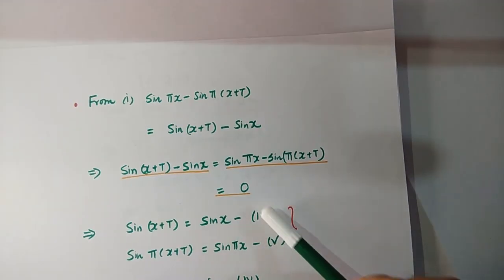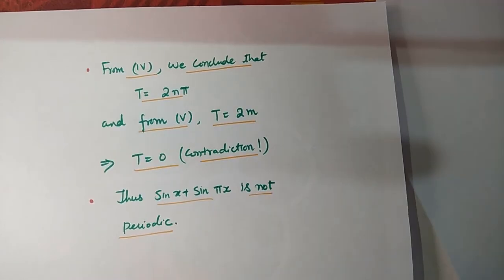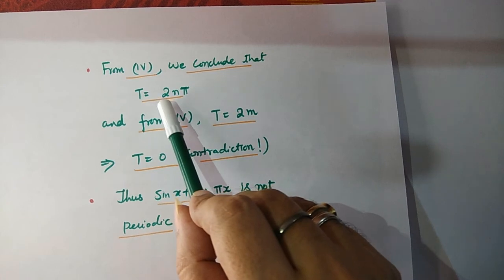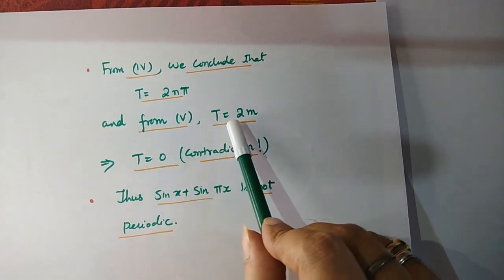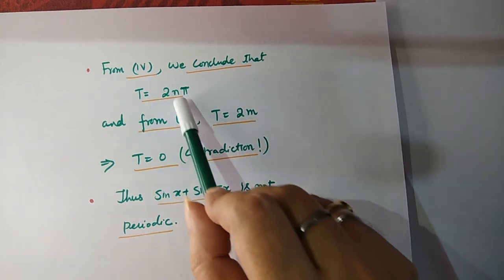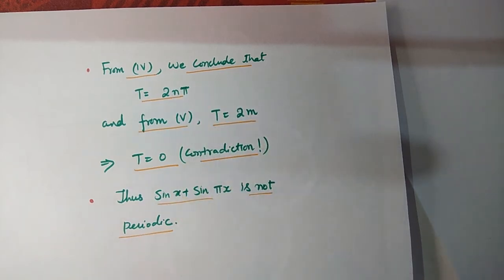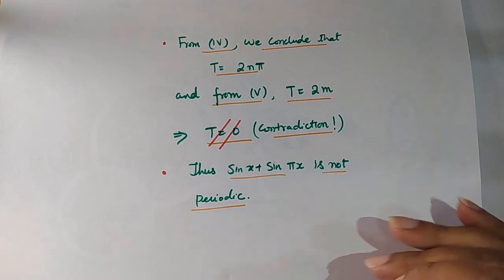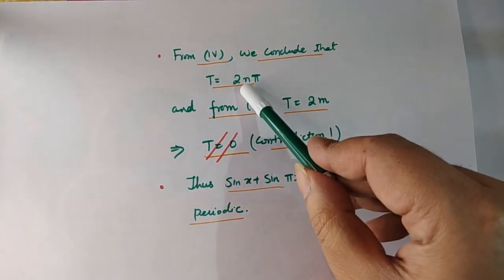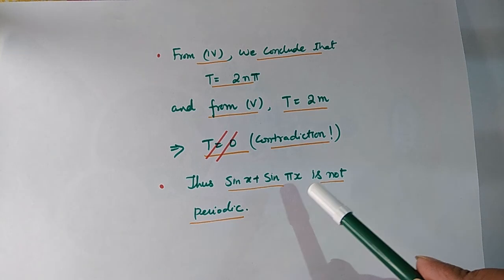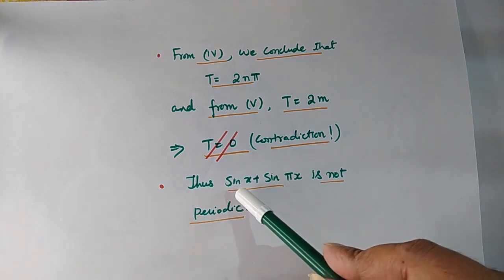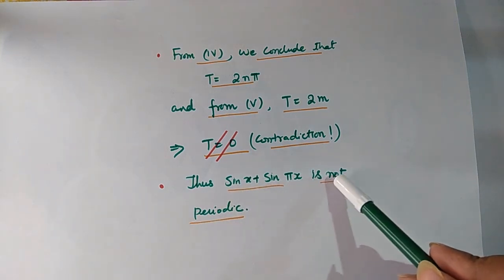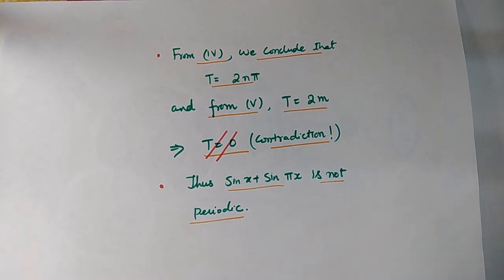From 4 and 5 we can conclude that t is a period of sine x and sine pi x both, which means that t must be of the form 2n pi and 2m simultaneously, where n and m are natural numbers. But that is a contradiction because t simultaneously cannot be an irrational number and a rational number. Therefore, we conclude that the function sin x plus sin pi x is an aperiodic function.